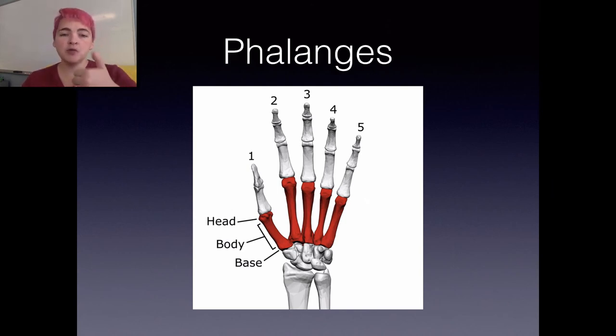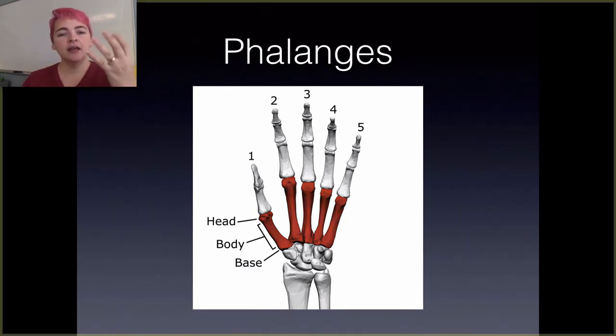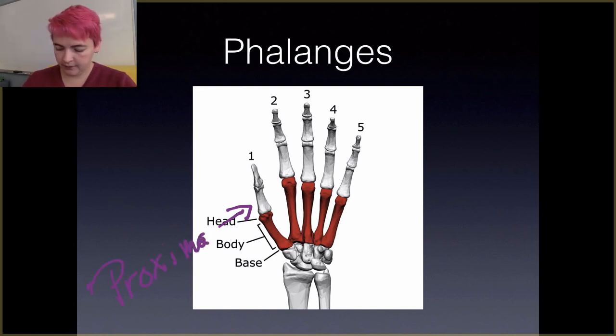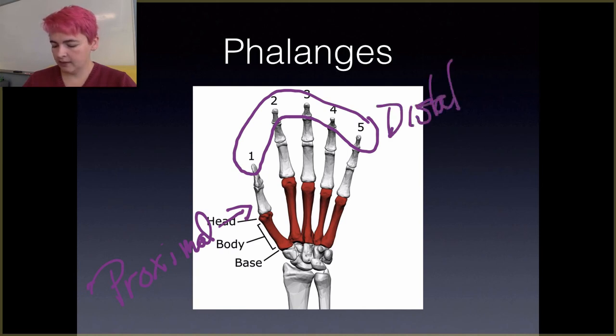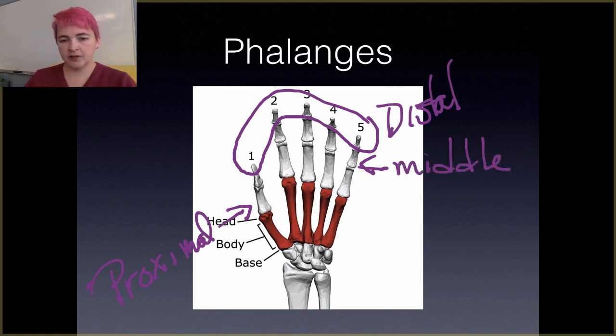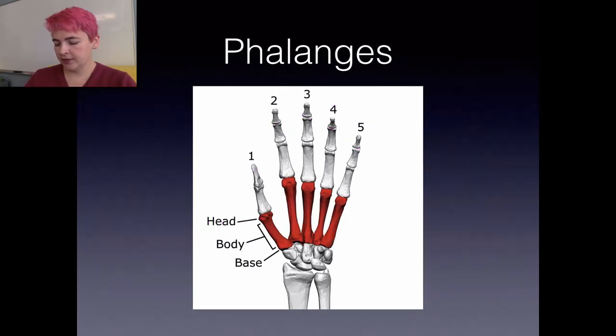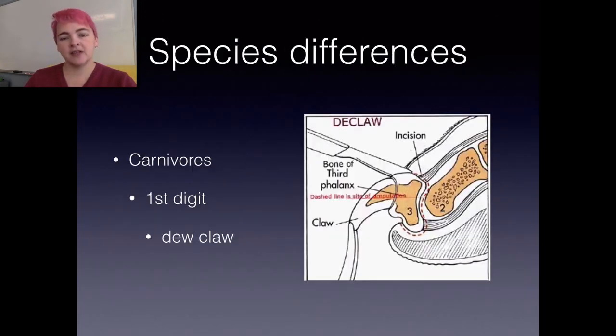In your thumb, you only have 2. In your fingers, you have 3. The one closest to the metacarpals is the proximal phalange. The ones furthest away are the distal phalanges. The ones in the middle on your fingers are the middle phalange. Your thumb does not have a middle phalange.